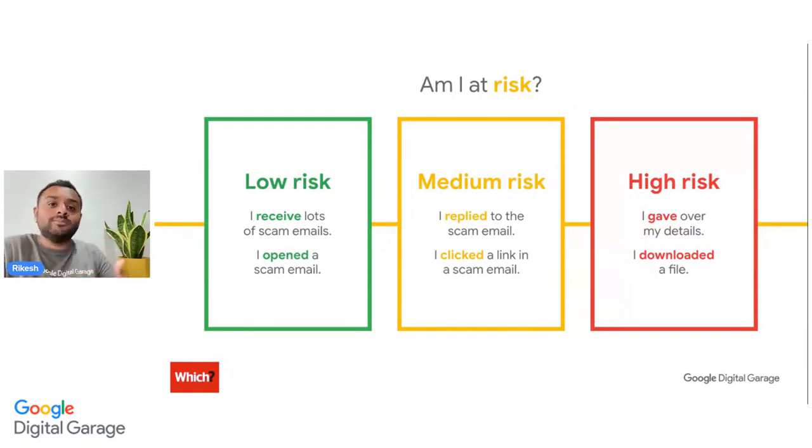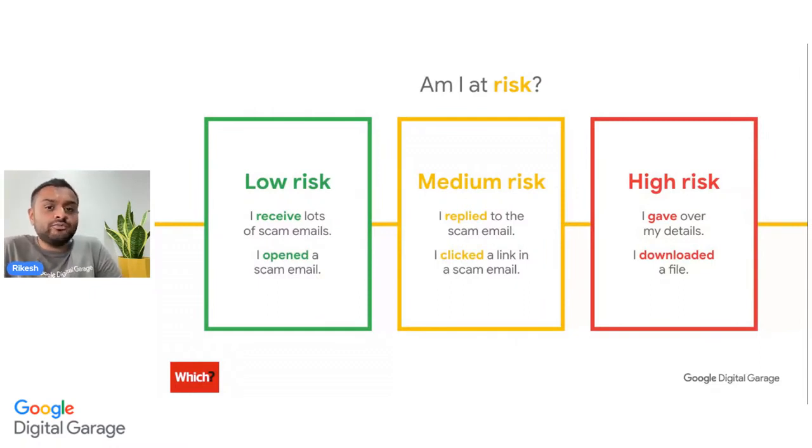Now at least when that email comes through again, you won't typically see it because it will be going straight to your spam folder. We then get to the amber, the yellow category here, which is medium risk.